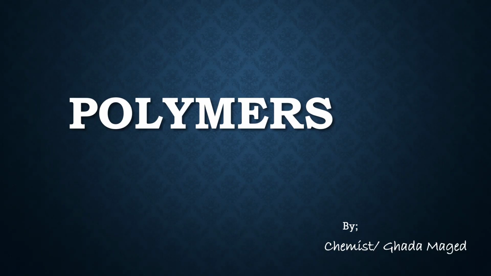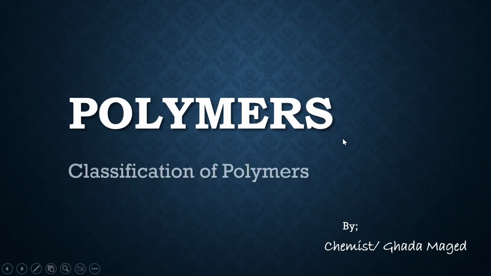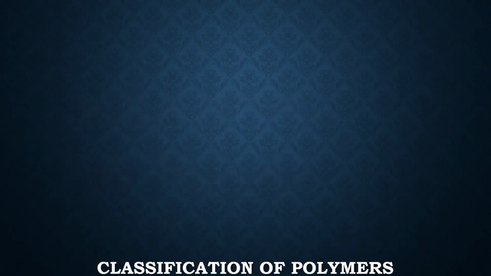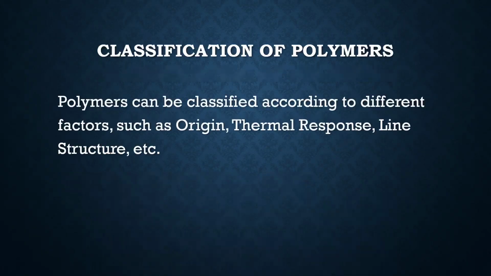Today, I will explain the classification of polymers. There are several factors by which the polymers can be classified. So polymers can be classified according to their origin, their thermal response, their structure, the line structure, and several other factors can be used to classify the polymers.